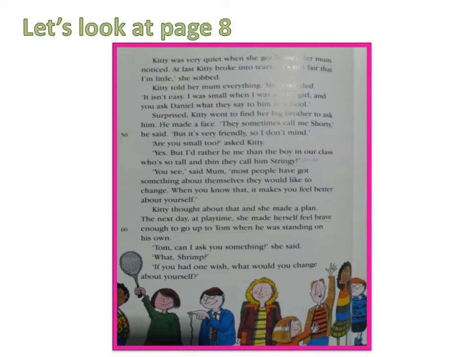Then after that, Kitty thought about what her mother and brother said. Then she made a plan for the next day. When she went to school, she met her friend Tom, and she asked him, if he had one wish, what is the thing that he would change about himself.